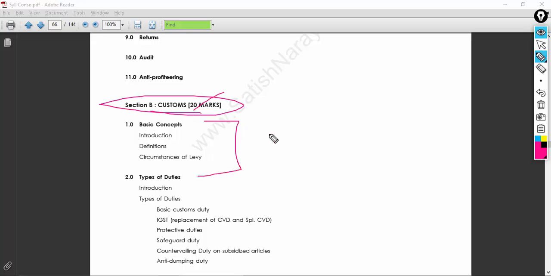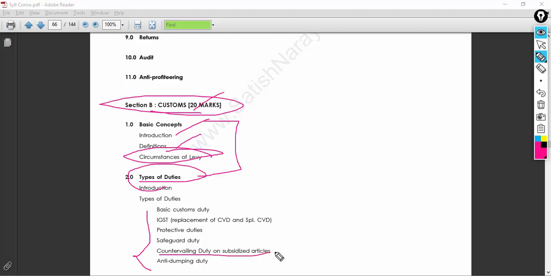I already mentioned this has been there from the ages, so you might have studied this a lot if you previously attempted your CMA examination. Know the basics, know the definition, the introduction, along with the circumstances of levy customs. Types of duties also need to be understood. All these are basics. Very important are countervailing duty and anti-dumping duty, and how IGST is impacted in the GST era, because it has replaced the CVD, that is countervailing duty, and the special countervailing duty. That also needs to be understood clearly.